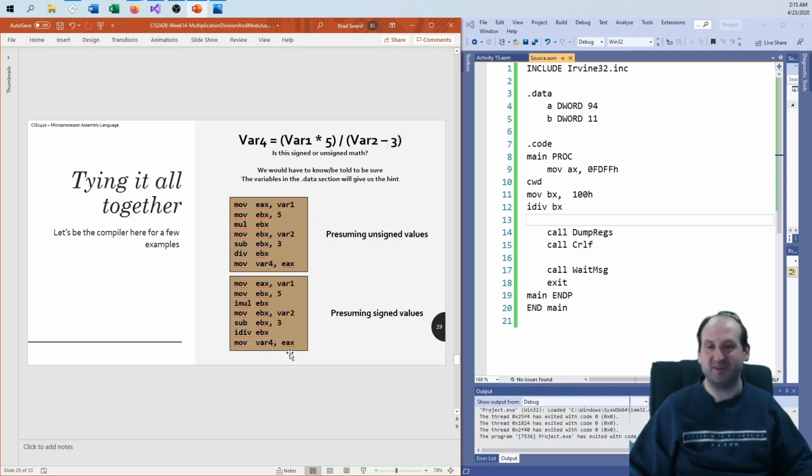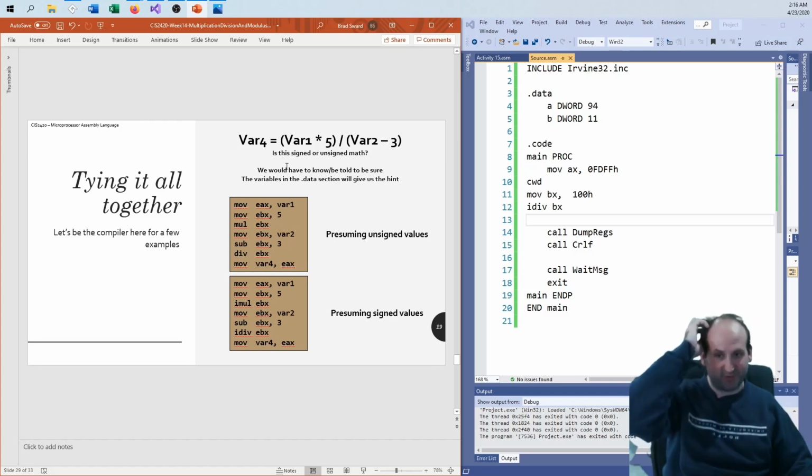Okay, so another one here. This one's a little more complicated: var1 times 5 divided by var2 minus 3. I don't see any negative signs, so I have to be told if it's unsigned or signed. Again, the only true difference is mul versus imul, div versus idiv. But in this case, what are we doing? We have to store two values to make this work. We have to keep the numerator and the denominator, so the numerator had better be EAX, and the denominator can be anything else. So var1 goes into EAX, and I move 5 into EBX so I can multiply it. At this point, EAX holds the value I'm expecting for this whole quantity.